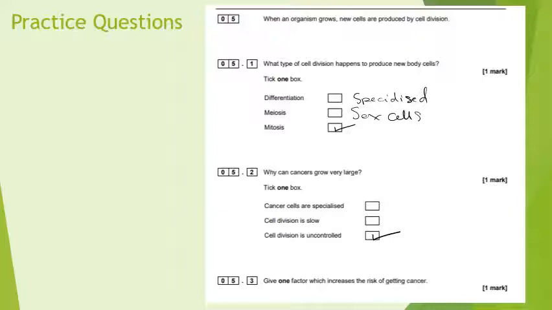Right, and finally, give 1 factor which increases the risk of getting cancer. Lots of different things you could put here. Smoking is probably quite an obvious one that you could come up with. You could be thinking about UV light in terms of skin cancers. You could name a specific chemical that is cancer causing, or generally something that we call a carcinogen. Okay, lots of different options there that you could be thinking about.